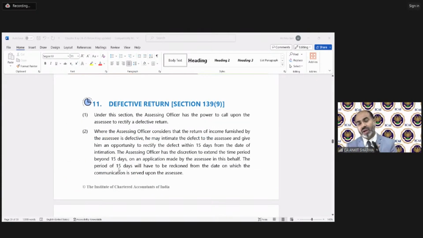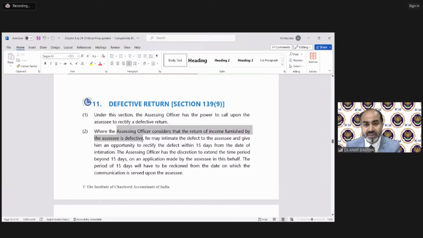Under this section, the assessing officer has the power to call upon the assessee to rectify a defective return. Where the assessing officer considers that the return of income furnished by the assessee is defective, he may intimate the defect to the assessee and give him an opportunity to rectify the defect within 15 days from the date of intimation. The assessing officer has the discretion to extend the time period. This 15 days time can be increased also on an application made by the assessee in this behalf.